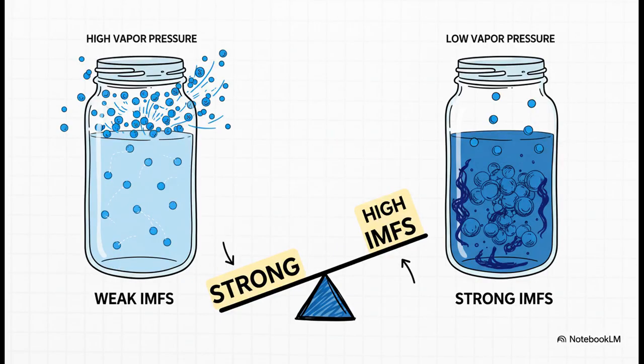Now, here's the twist. With this property, the relationship is actually the opposite. Think about it. If the molecules are really sticky and held together by strong IMFs, it's way harder for them to escape into the gas phase, right? So you end up with fewer gas molecules, which means a lower vapor pressure. It's the same hydrogen bonds that give water its high boiling point that also give it its low vapor pressure.